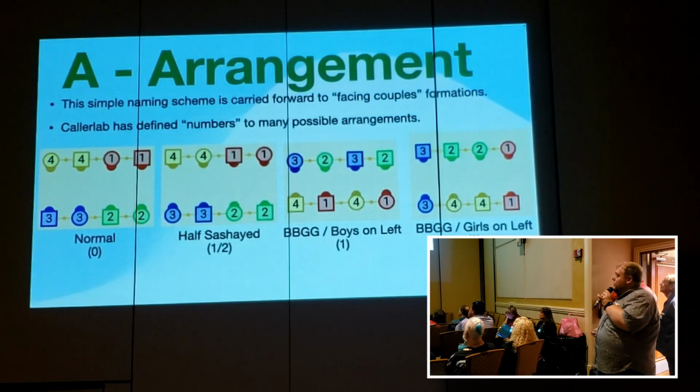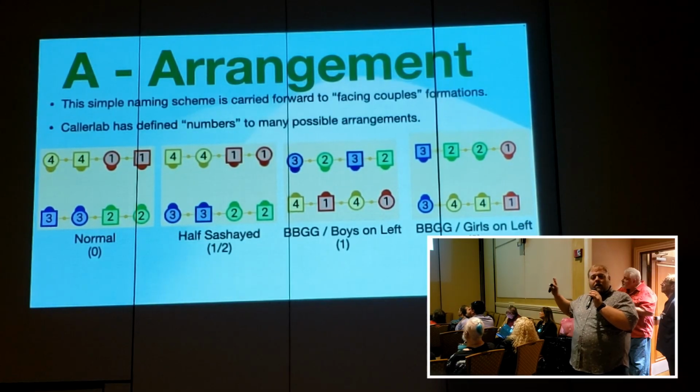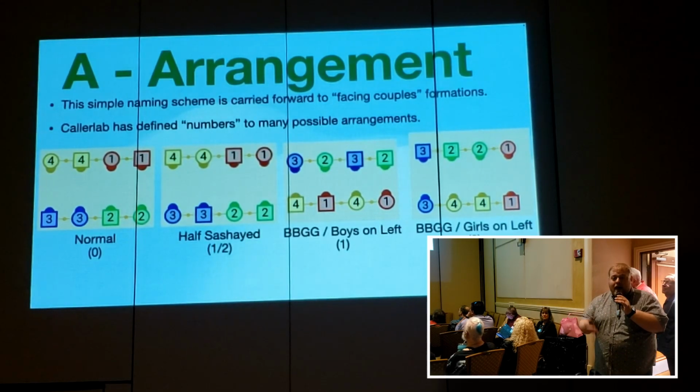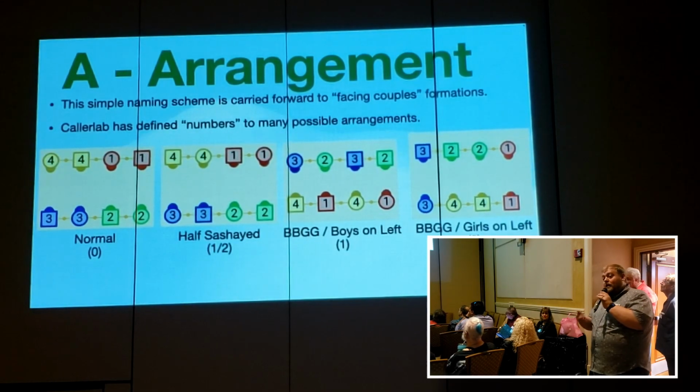The thing I really want you to focus on this weekend, though, is not to get lost in the mire of 0, 1, 2, 3. I just want you to know that those arrangements are possible. And I need you to see when you're calling, am I half sashayed, am I normal? You need to know that. And you need to know where your boys are, where your girls are.